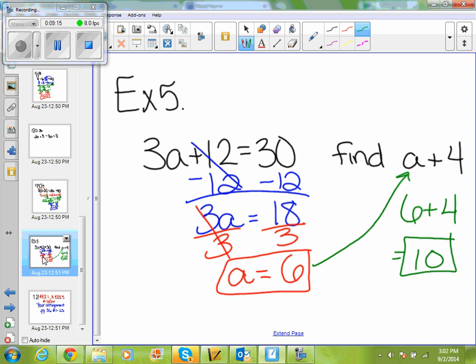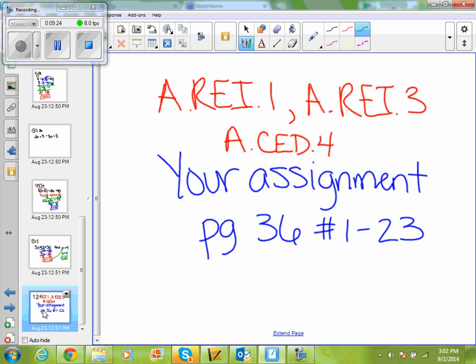Okay. So that's what we're going to be working on today. Your guys' assignment is going to be page 36, 1 through 23. Okay, page 36, 1 through 23.